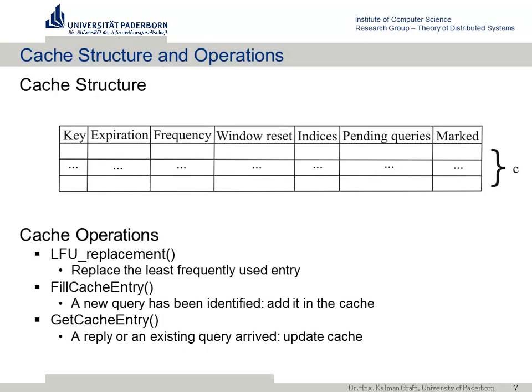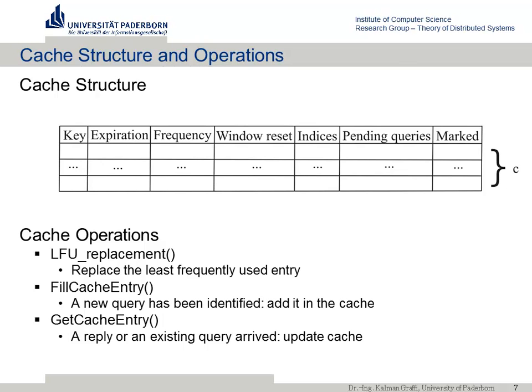How does the cache structure look like? There you could have a key, an expiration date, when this cache entry should be deleted, the frequency, how often it has been observed, the window reset, when it was last reset, then the indices where it's pointing to, pending queries, that's what's currently going on, and a mark whether it should be deleted soon or not.